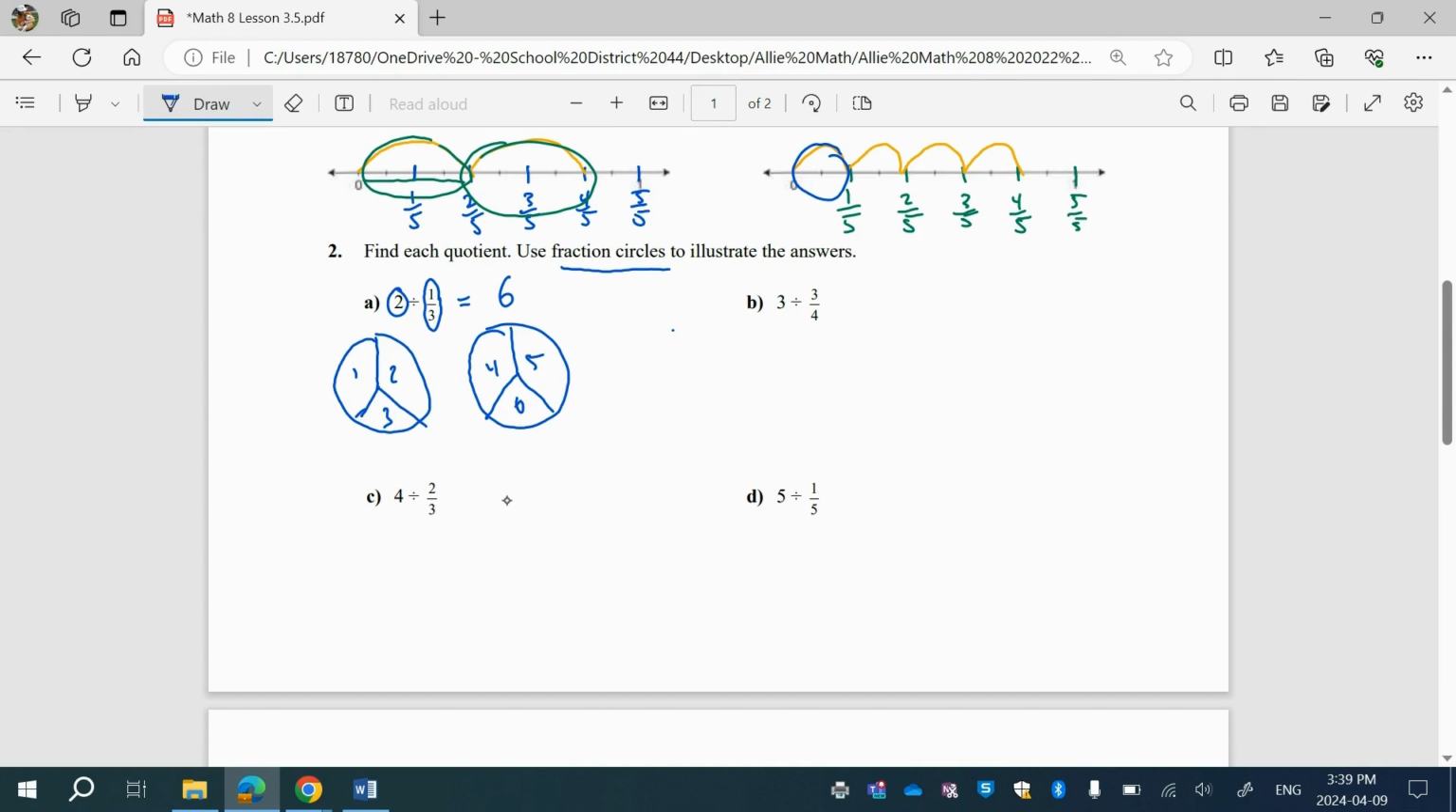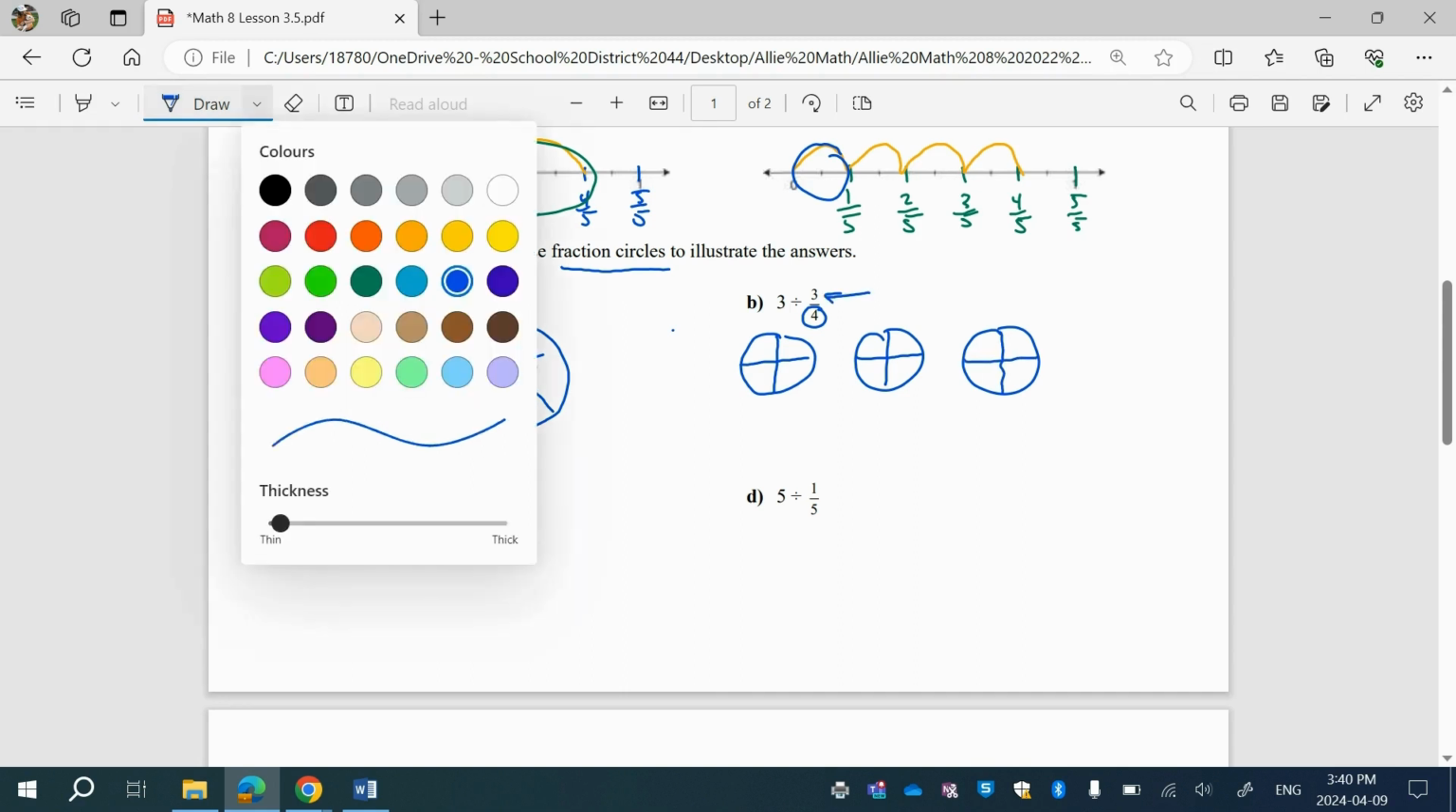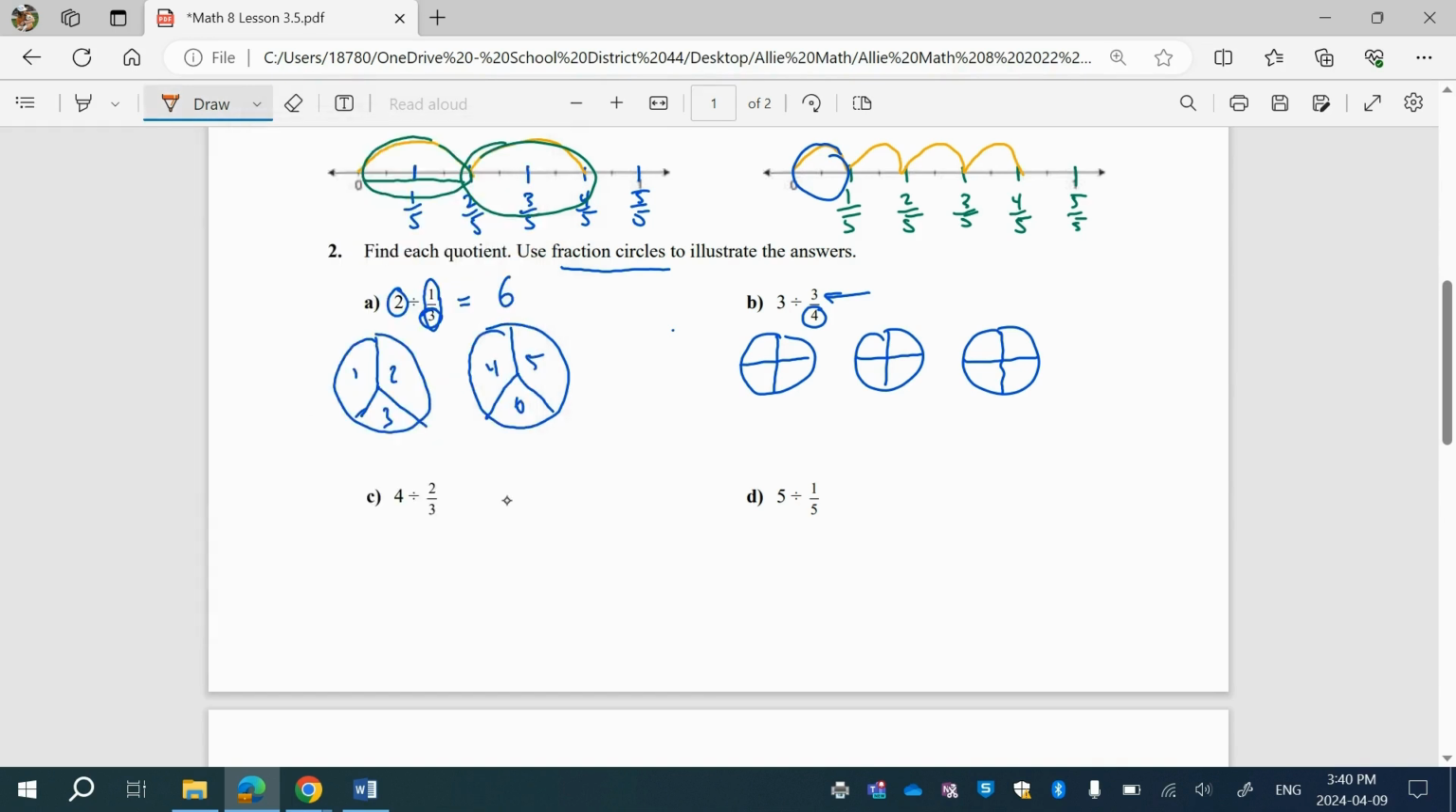Let's do another one. Let's draw our 3. We're going to divide it into quarters, okay? So you always go by the denominator. So I'm going to divide it into quarters like this. But we're not looking for 1/4. We're looking for 3/4. So we have to count how many times we can pull out 3/4 out of this. So here's a 3/4. That's another 3/4. Here's another 3/4. And finally, there's our last 3/4.